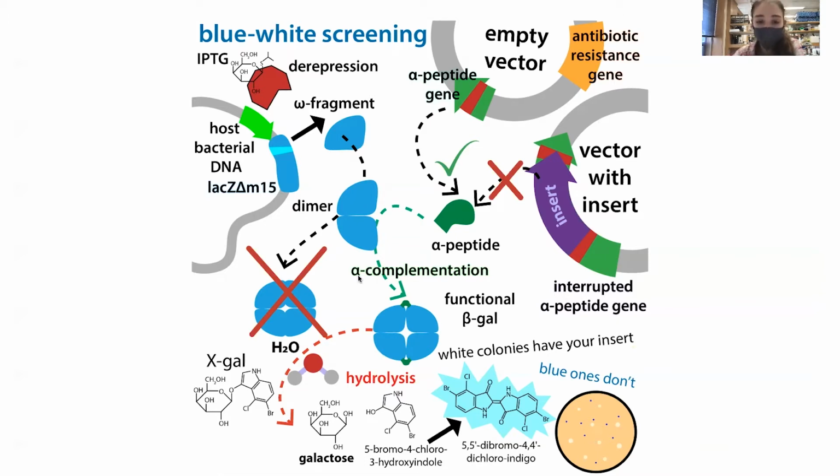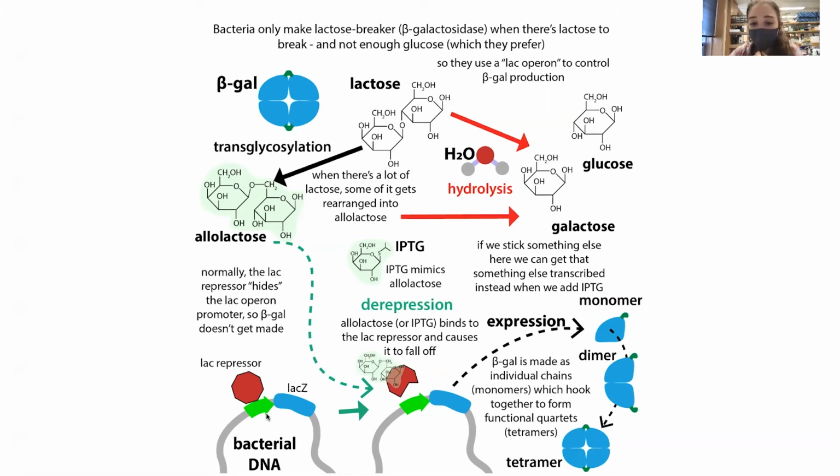So it can bind on as if it was part of it already. This part is needed for the tetramerization, not for the dimerization, but the tetramerization is the functional part. And so it needs to have this alpha peptide gene made to get this alpha peptide to get this complementation. So now we have a way that we can get bacteria to make beta-galactosidase.